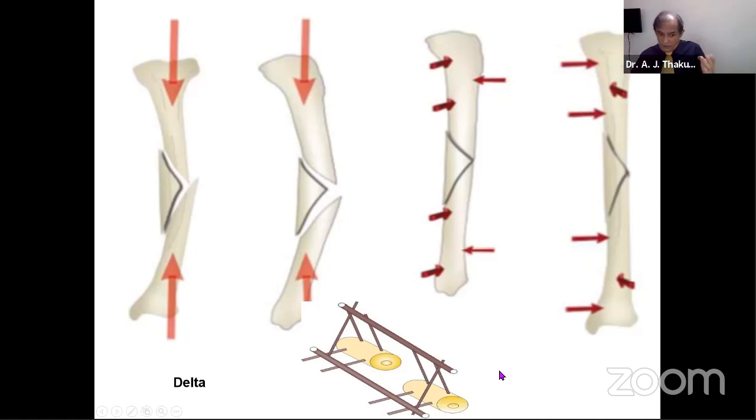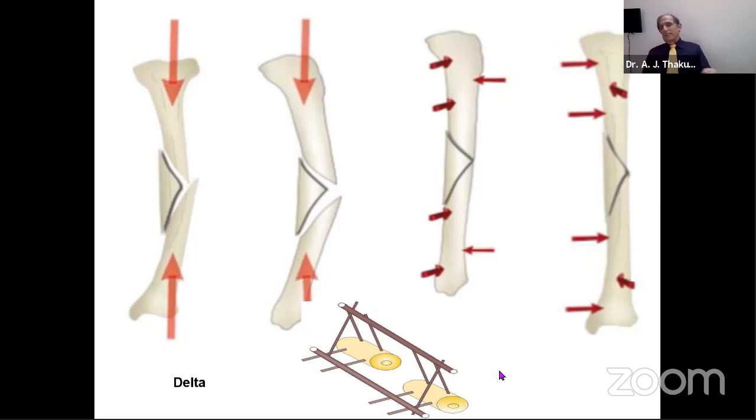So by looking at the X-ray and the position of the butterfly, where the apex is headed and where the base is, one can work out the plane of the force that caused that fracture. And then place the external fixator in that plane so you get the strongest possible fixation. It may be for a short time or it may be for a long time, but when you apply it as an orthopedic surgeon, it must be the right thing.